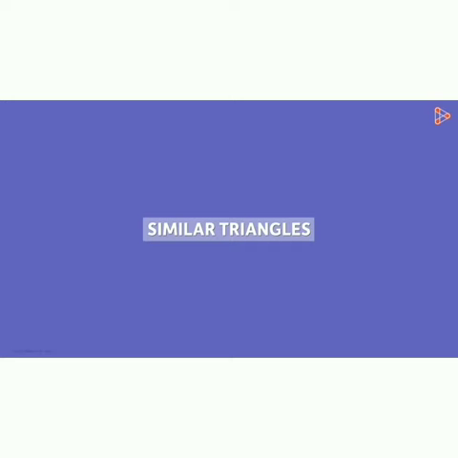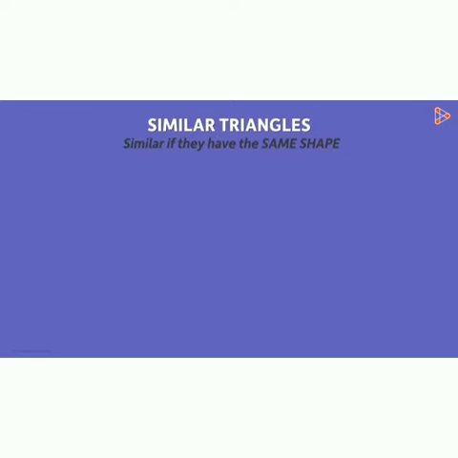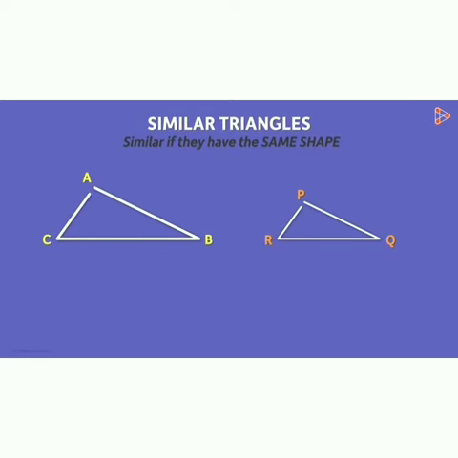Similar triangles are nothing but triangles having the same shape. For instance, here there are two similar triangles. Let me consider these two as an example.